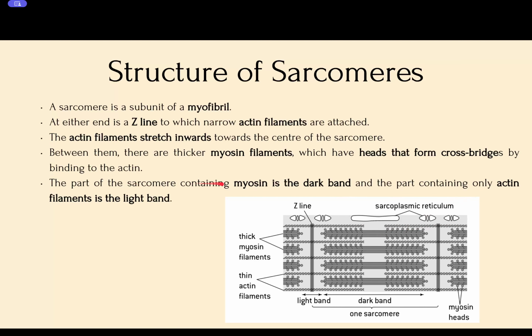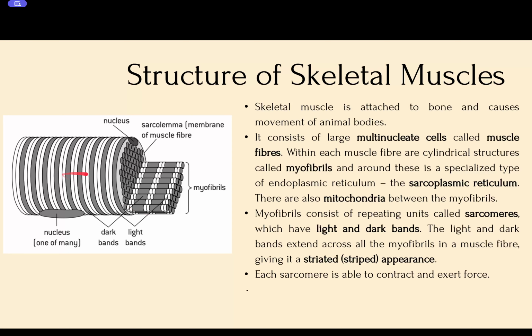So, the part of the sarcomere that contains myosin, so this section, is the dark band, and then the light band is the part containing only actin filaments. So everything past this and just before the end of the myosin is the dark band, and the smaller sections are the light band, which is why when you look here, the white bands are only in small sections.